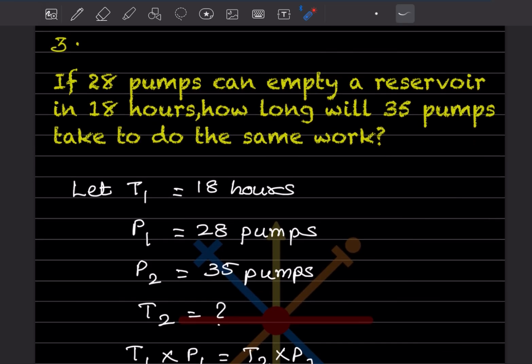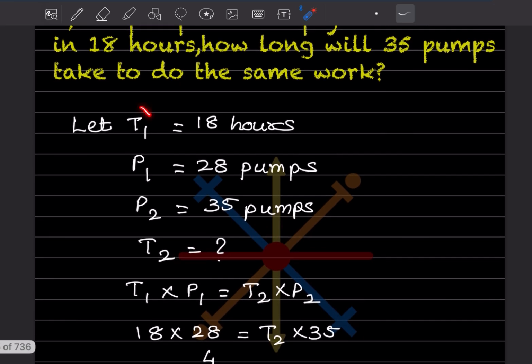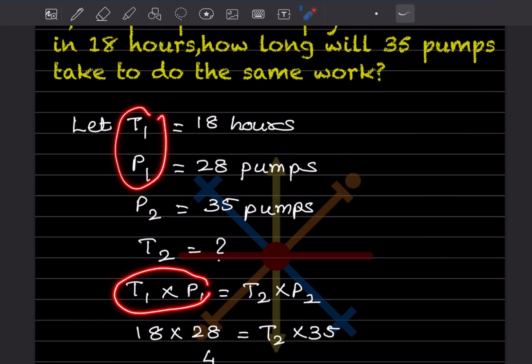Now here, if 28 pumps can empty a reservoir in 18 hours, how many hours will 35 pumps take to do the same work? So now we can consider this time as T1 and this as P1, that is 28 pumps, and here P2 is given as 35, and we don't know the time, that will be T2. So we can write here T1 into P1 equals P2 into T2.